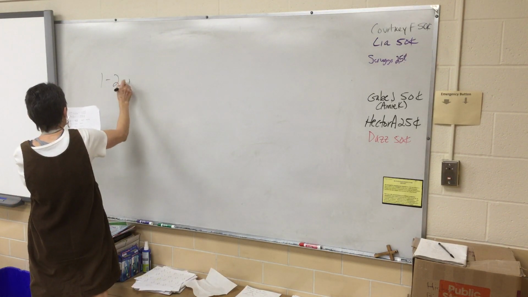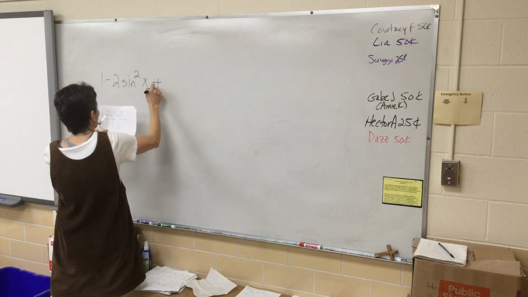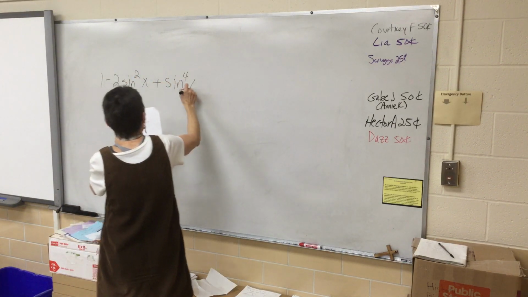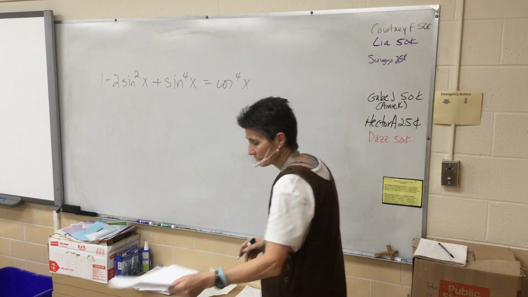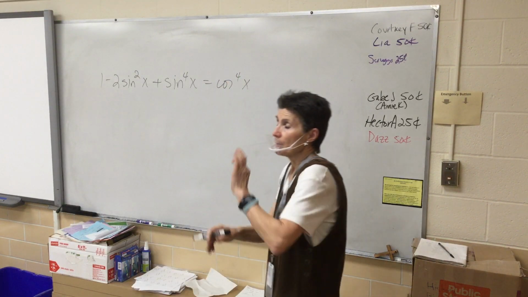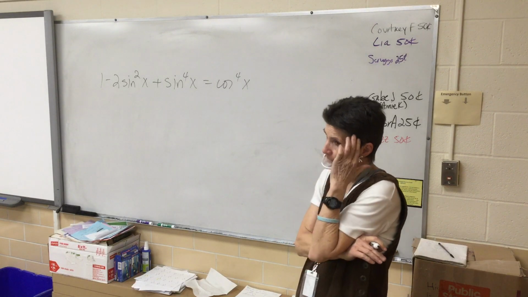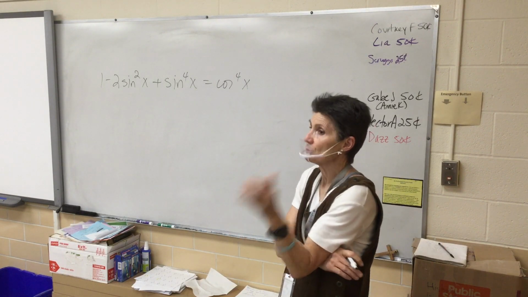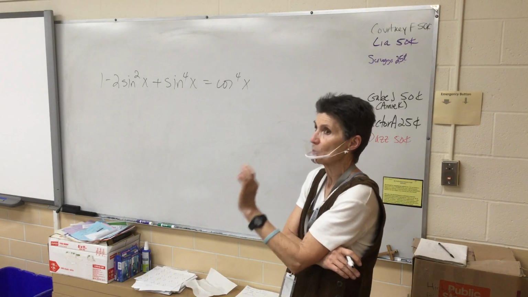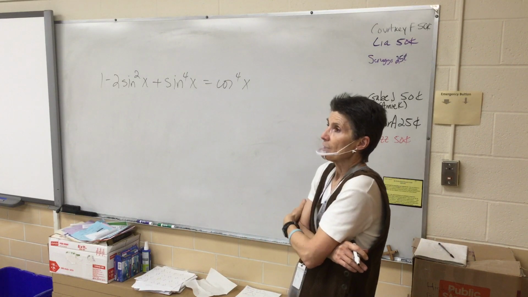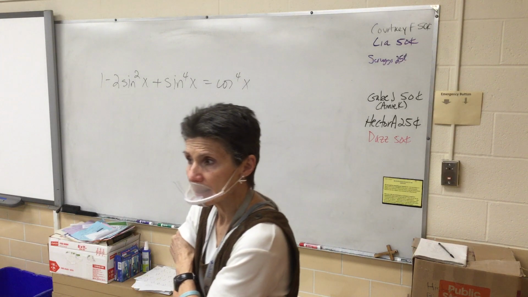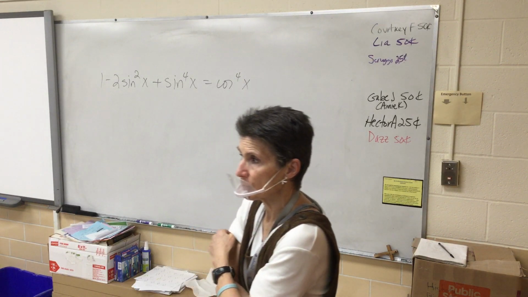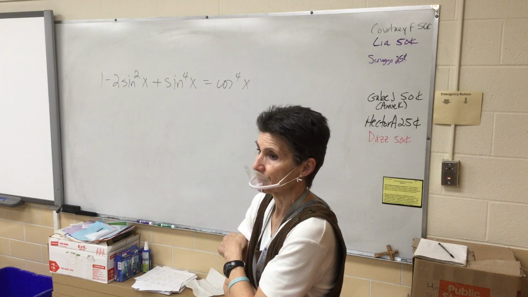1 minus 2 sine squared plus sine to the 4th equals cosine to the 4th. Now, in your memory bank, because now we're back to these, you have to just use the ones you have memorized. So in your memory bank, are there any identities for the 4th powers?